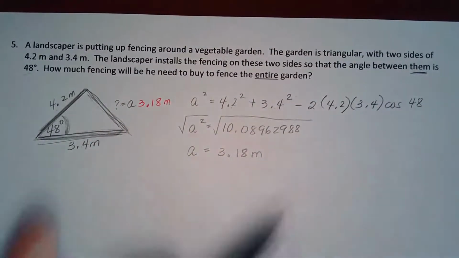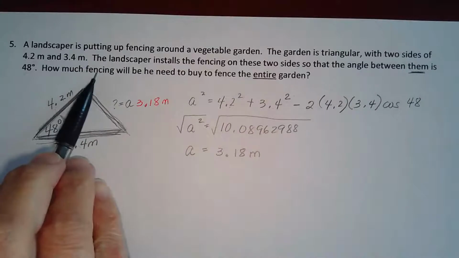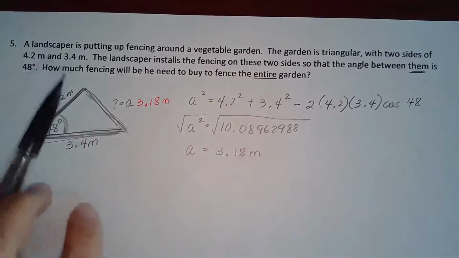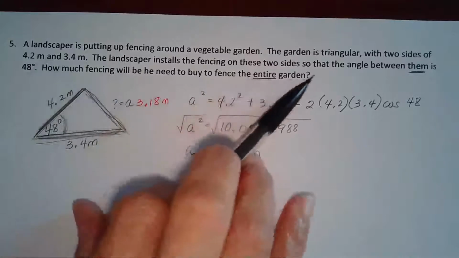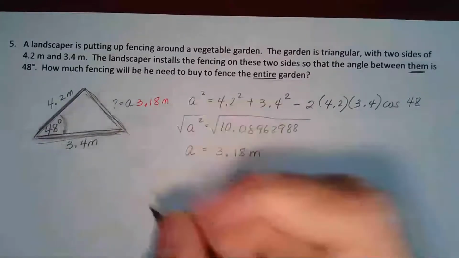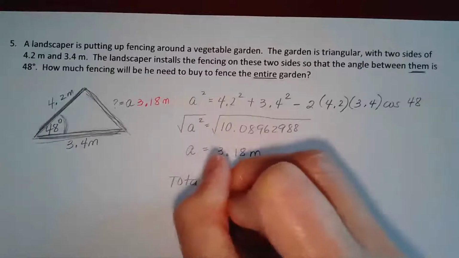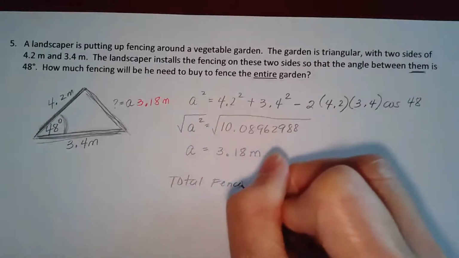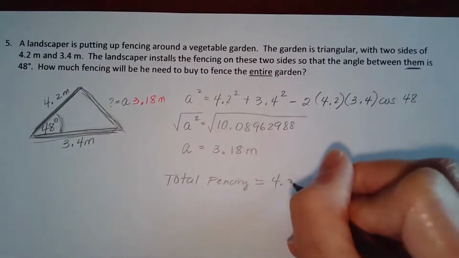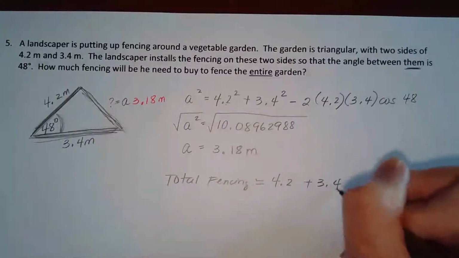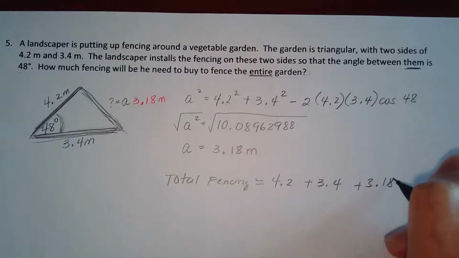Okay, so how much fencing did we answer the question? How much fencing will he need to buy to fence the entire, that means the whole garden. So the total fencing would be 4.2 plus 3.4 plus 3.18.